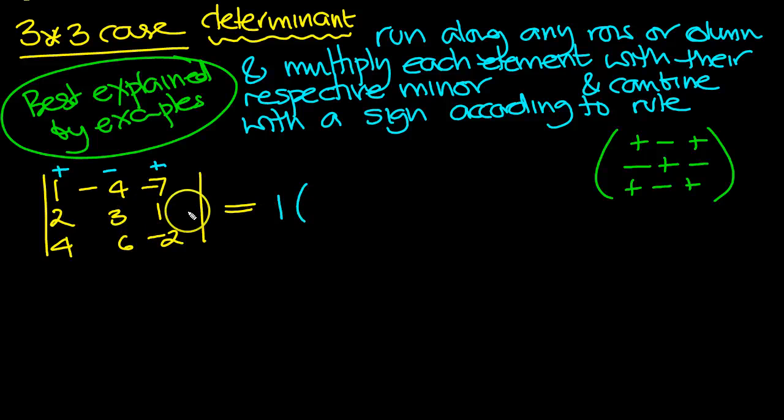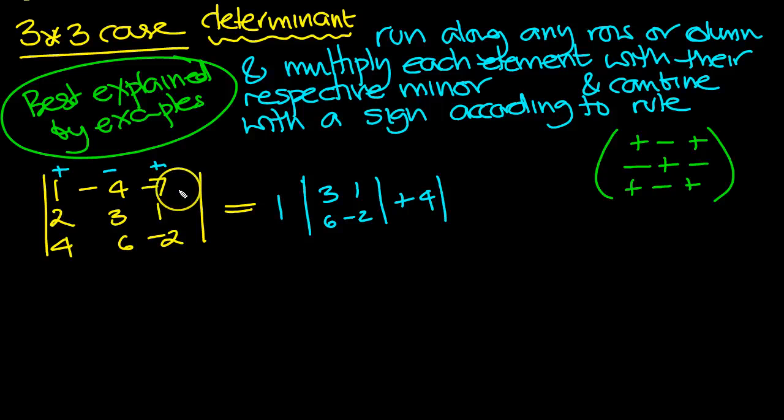So it will be 1 times that minor. So I'm going to need a vertical line here to denote the minor. Okay, so it would be 3, 1, 6, minus 2, and then it's minus minus, so combine that and make a plus 4.